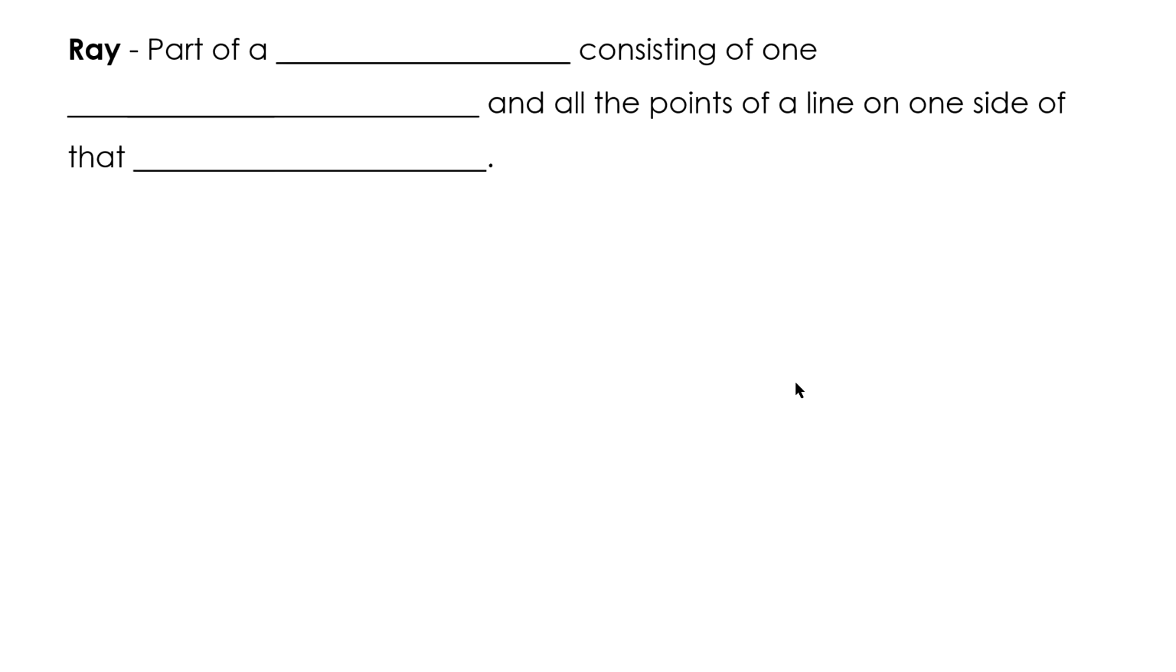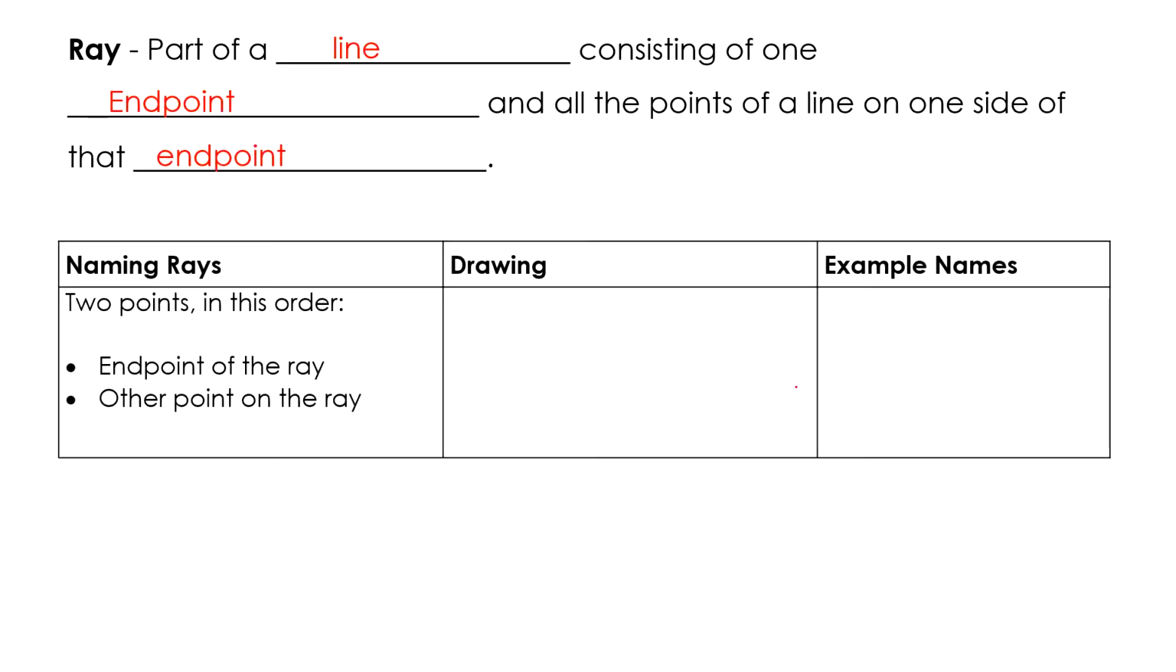A ray is part of a line consisting of one endpoint and then all the other points of that line from one side of the endpoint. So we kind of look at it. It has two points, and we have to name the ray in the order of the endpoint and then the other point on the ray.